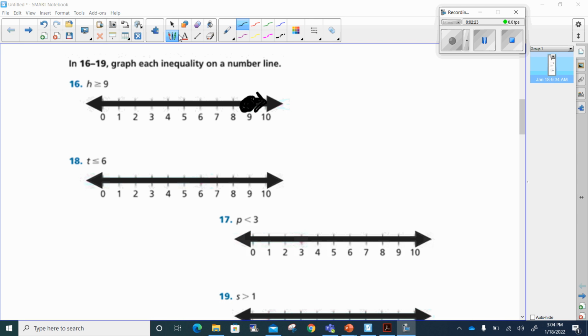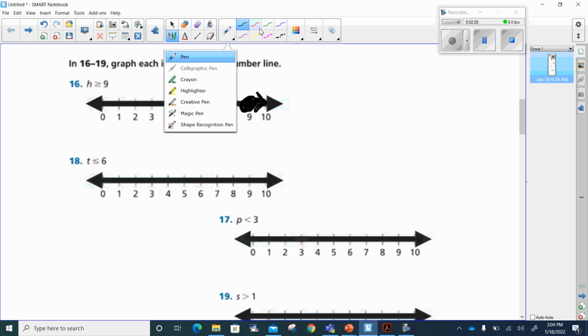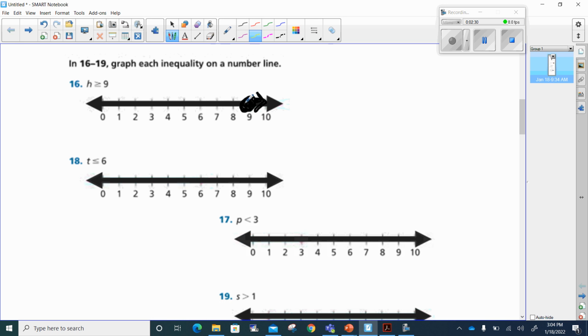I know that looks a little weird, so I think I'm going to use a different color. Let's go with yellow. I'd make my dot here. I would shade it in because it includes it. And then I would make my arrow point in this direction.